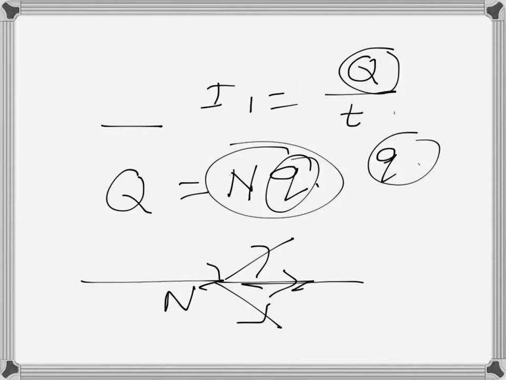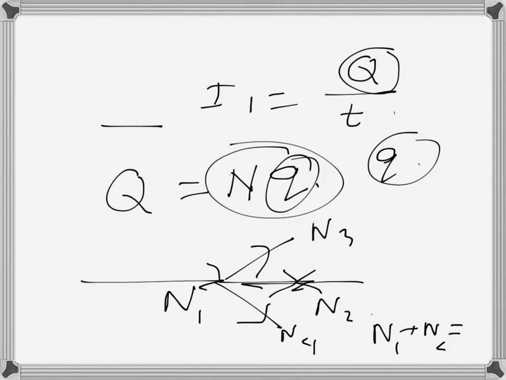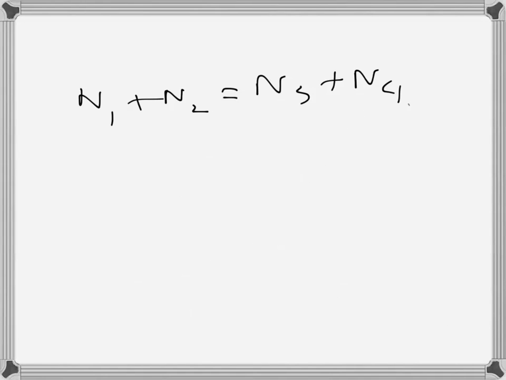Or if we have, let's say, n1 and n2 electrons entering and the leaving ones will be n3 and n4, the sum of the entering ones has to be equal to the sum of the leaving ones. So n1 plus n2 is entering and n3 plus n4 is leaving. So basically if we multiply them by q, we get this.